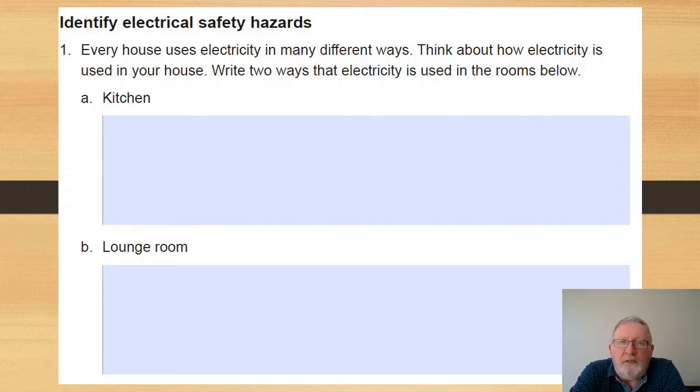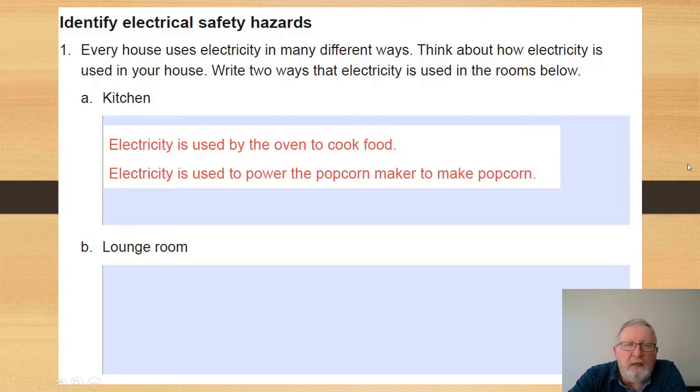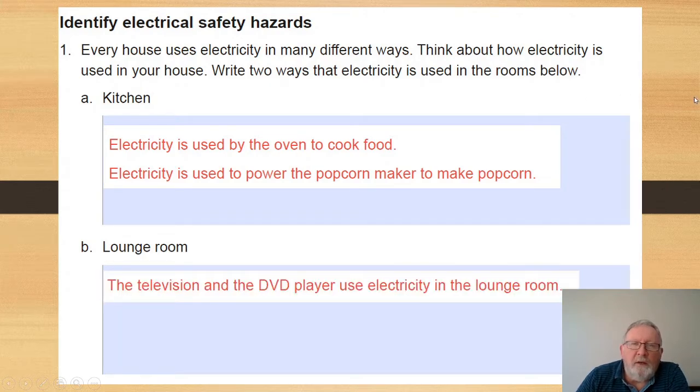There's a whole lot of things you could have written down there. I've given two examples. So in the kitchen, for example, electricity is used by an oven to cook food, but you might have a popcorn maker, and so electricity is used to power that. And in the lounge room, one of the most important things we all have in our lounge room is the TV, but you could also have a DVD player which uses electricity.